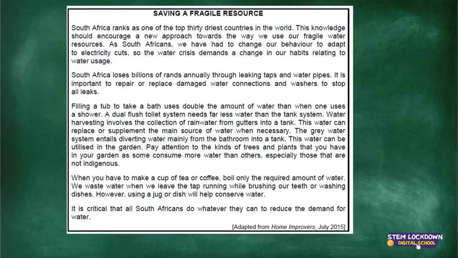Then we go on. Pay attention to the kinds of trees and plants that you have in your garden. Why must I pay attention? Because some consume more water than the others. Instead of me giving examples and doing all that, I simply say choose plants that do not consume more water, and those that are not indigenous. So which ones must I choose? I must choose indigenous. So I will end up with my statement: choose indigenous plants as they do not consume a lot of water. Then you go on to the next one.